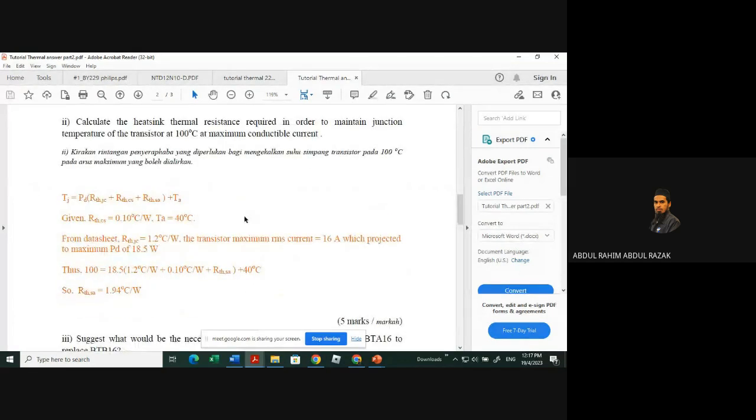Okay, write down the equation: TJ equal to PD times (θJC + θCS + θSA) plus the ambient. And write down the information from the data sheet. How much is your θCS? Given here, θCS is 0.1 degrees C per watt.